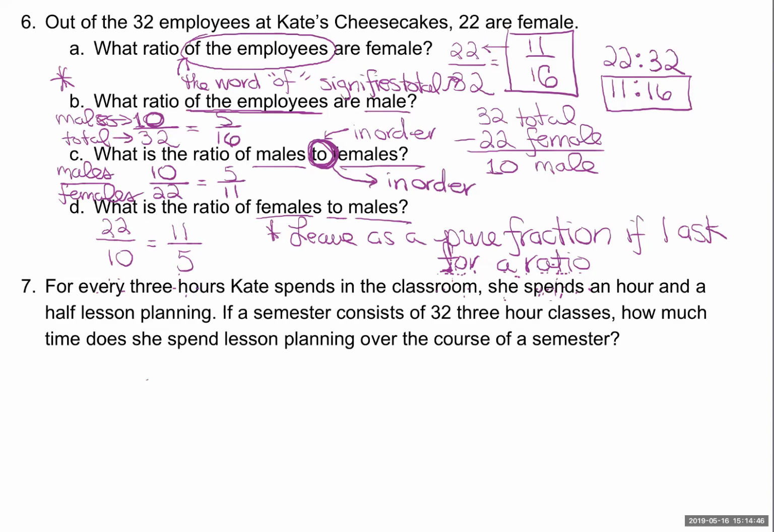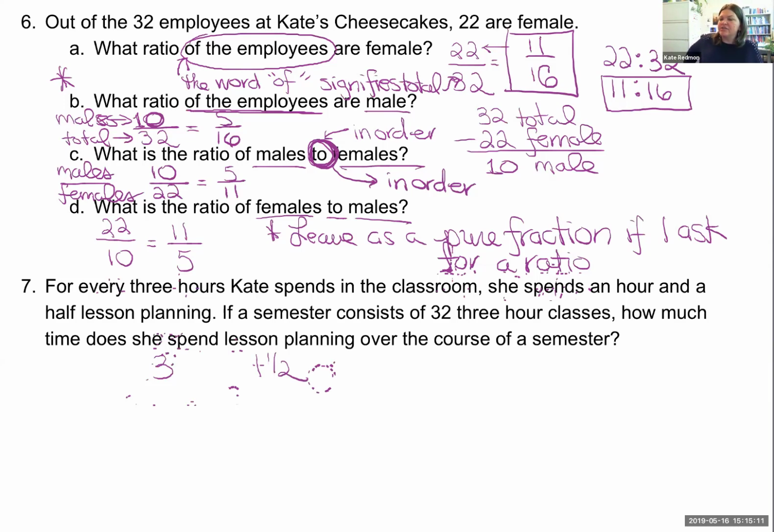Okay, but let's make some assumptions based on what we would be doing. And David, you already showed me that you have a tendency to get relationships. So good for you. Hold on one second, let me catch everybody else up to where you might already be. For every 3 hours Kate spends in the classroom, she spends an hour and a half lesson planning. Okay, so there's the relationship written once.